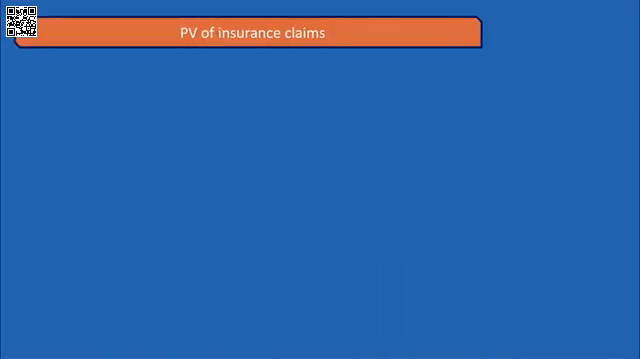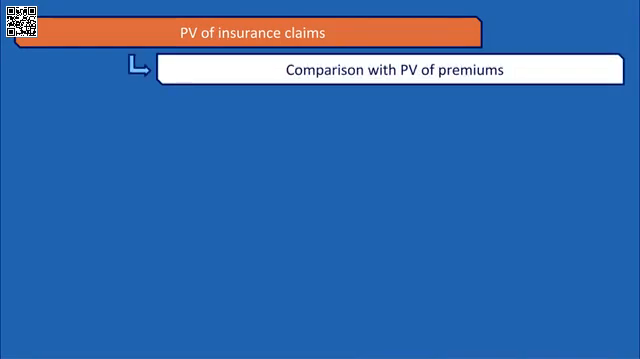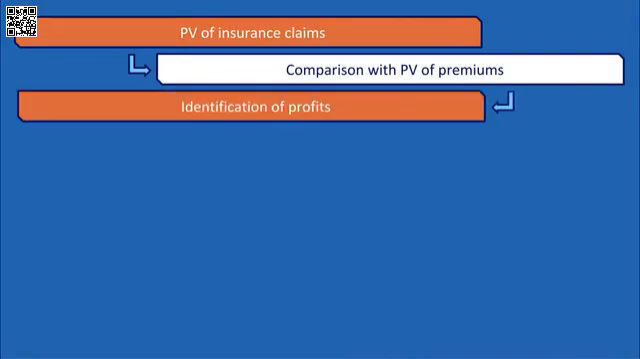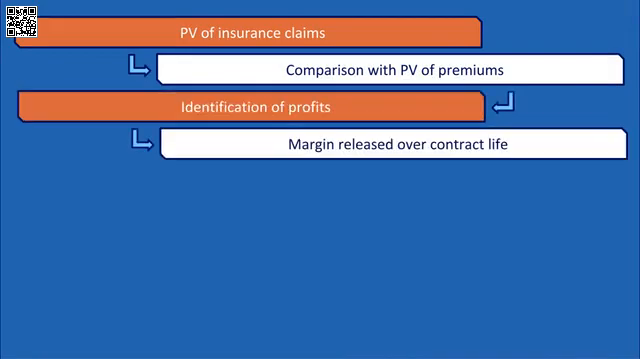Essentially, a company works out the present value of the claims to be paid out in relation to the insurance contract, compares this against the present value of the premiums, and identifies the amount of profit to be made on the contract. This contractual service margin is released over the life of the contract.